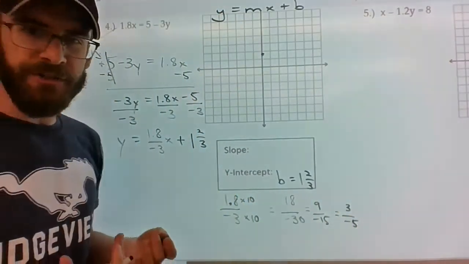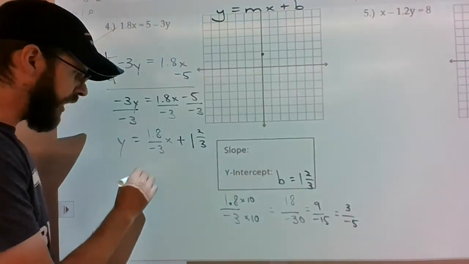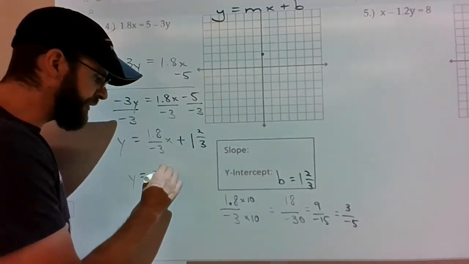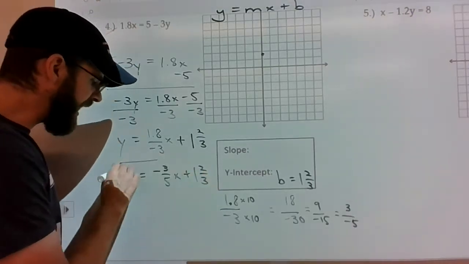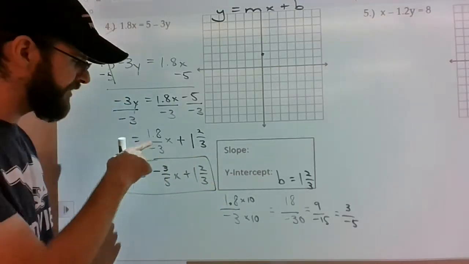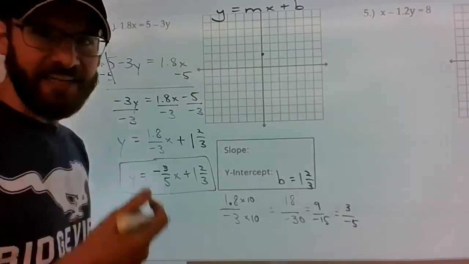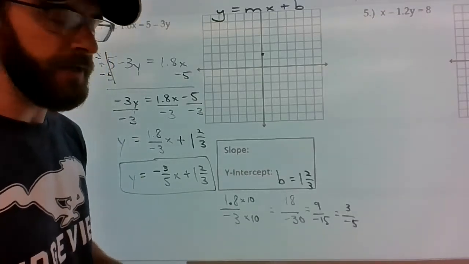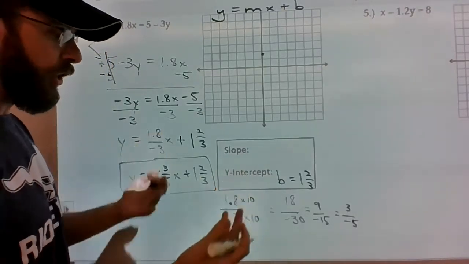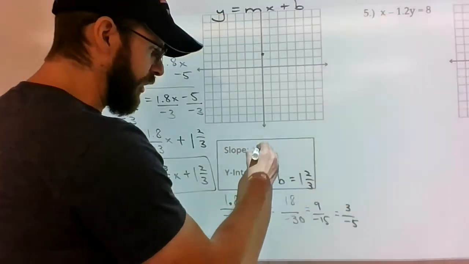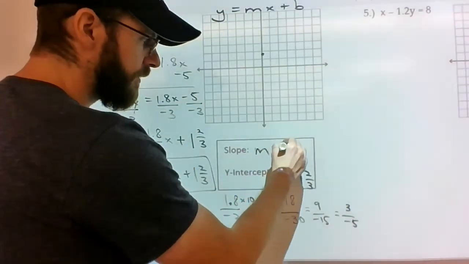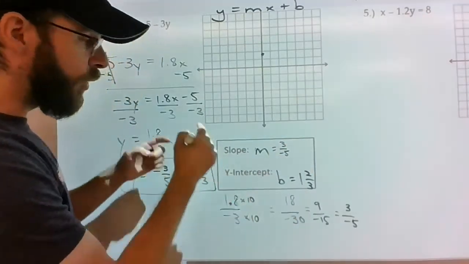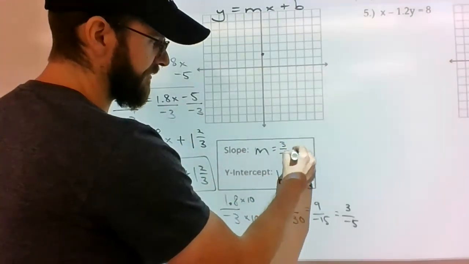So really what we want to do is say, this is y equals negative 3/5 x plus 1 2/3. It's a lot smoother to work with than the decimal inside of a fraction, and technically that's not simplified like it should be. So we're going to go, slope is now either 3 over negative 5 or negative 3 over positive 5.